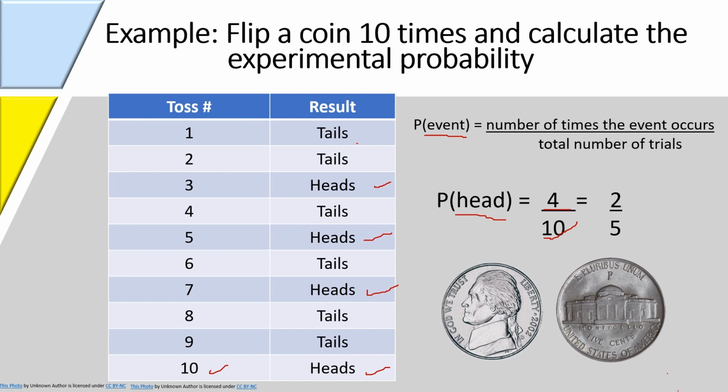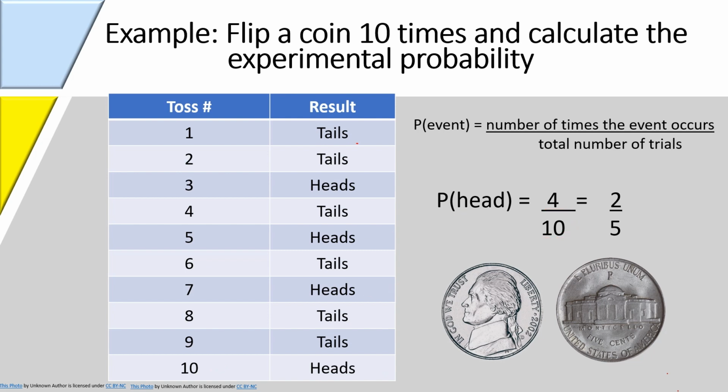2/5 as my ratio, which means the probability of getting a head when you flip a coin 10 times is every 2 out of 5 times you will get a head. Now, I didn't put tails on here because I want to give you a chance to think about what the equation would be if we wanted to look at the probability of getting a tail.